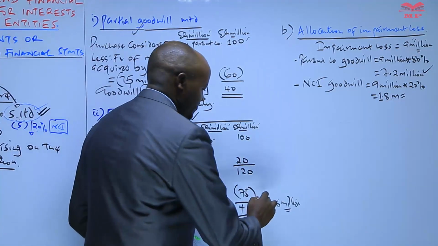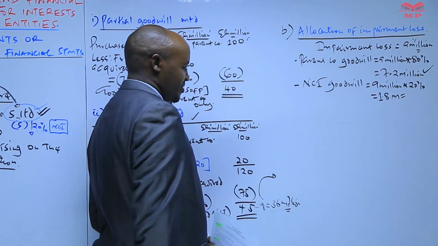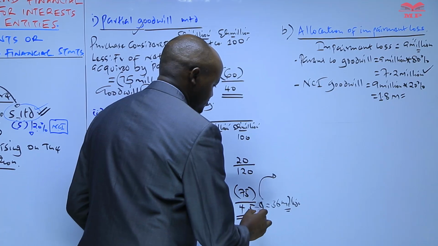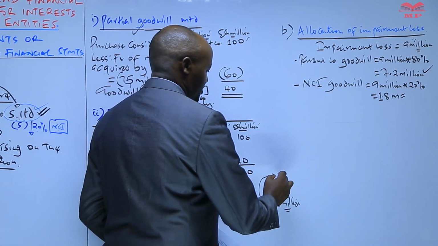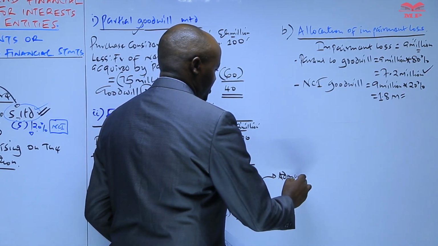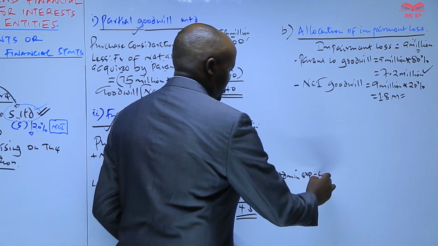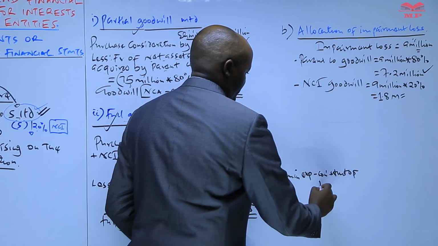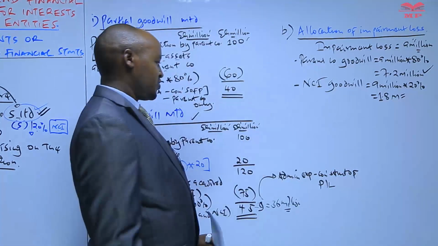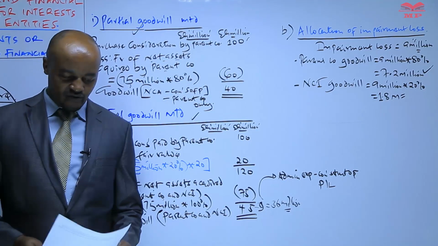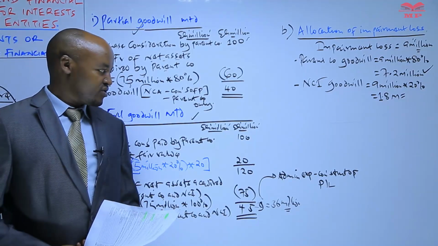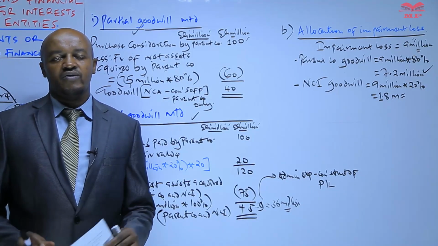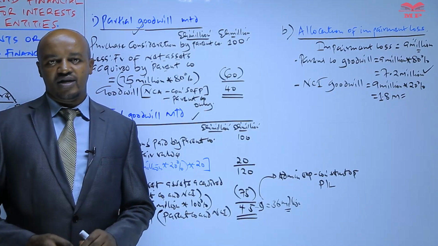And then also you have to recall what we said in our previous session, that this particular amount of impairment loss, 9 million, is supposed to be recognized as administrative expense in the consolidated statement of profit or loss. So basically that is it. That is what was required in that particular illustration.